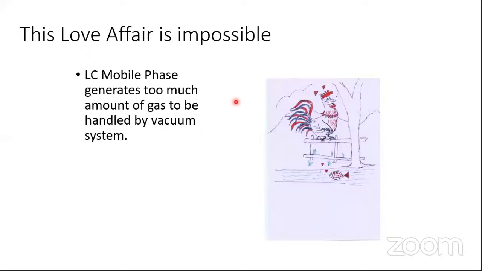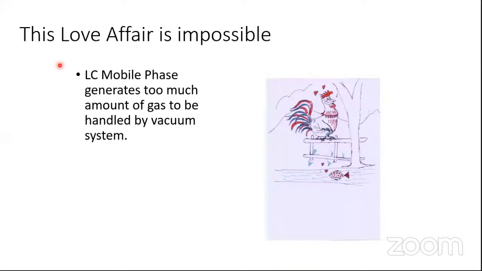So LC mobile phase generates... this is one reason that MS requires the sample in a gas phase, while LC sample is in a liquid phase. Now, how to convert this into a gas phase without decomposition is a problem. If you try to vaporize the sample, it will decompose. And that is why LCMS was found to be very difficult. People felt that good LCMS is never possible. But then people worked on that.